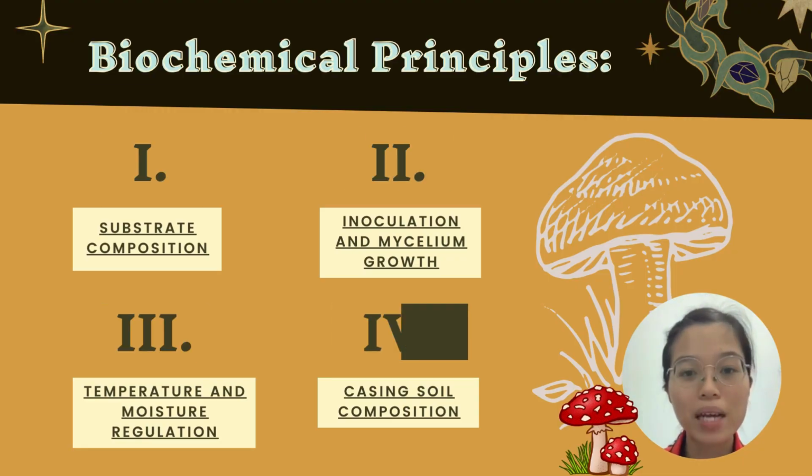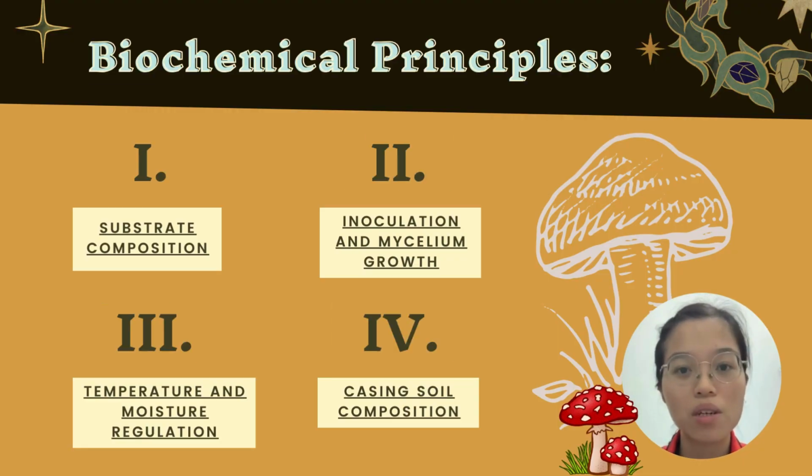There are some biochemical principles in the cultivation of tiger milk mushroom sclerotia. First, substrate composition. The selection of a suitable substrate such as sawdust mixed with gypsum and rice bran provides essential nutrients for the growth of tiger milk mushroom. Breakdown of complex organic compounds into simpler forms occur during substrate utilization by the mushroom mycelium.